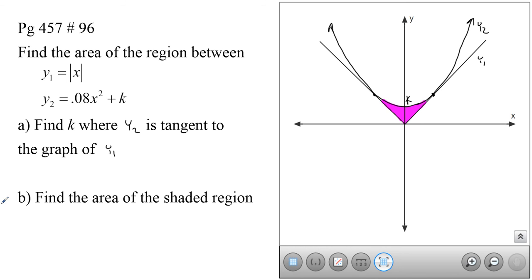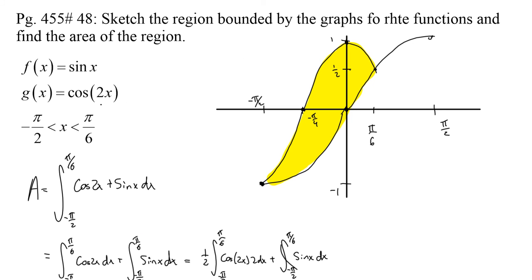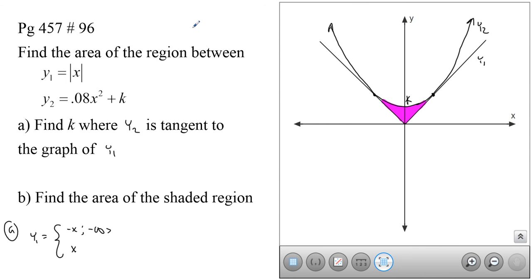All right, so let's do that. So part A first. y sub 1 is actually a piecewise function, and it's the piecewise function negative x and positive x. Let's just do it as interval notation. Oops, sorry. Let's make it easier on ourselves here.